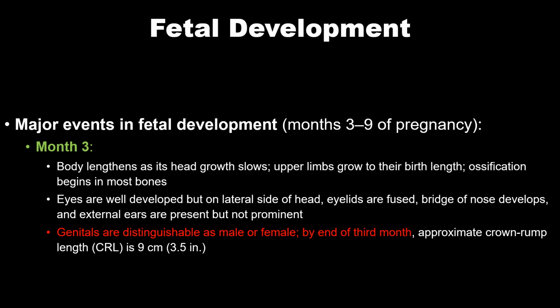In month 3, the fetal body lengthens as its head growth slows. While upper limbs grow to their birth length, ossification begins in most bones. In the fetus's face, the eyes are well developed, but the eyelids are fused. The bridge of the nose develops, and the exterior ears are present but not prominent. During this period, the genitals are distinguishable as male or female, and by the end of the 3rd month, the approximate length from crown to rump is 9 centimeters.